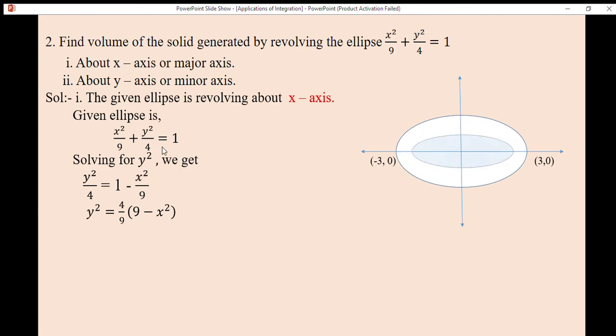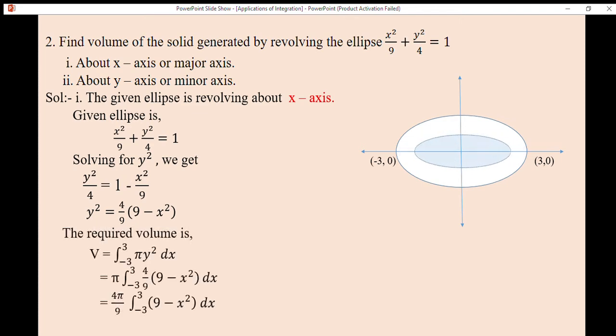We first have to solve the given equation of ellipse for y square. Simplified this way: y square upon 4 is equal to 1 minus x square upon 9. Cross multiply, and the 4 gets cross multiplied with the right hand side. So y square is 4 upon 9 into the bracket 9 minus x square. The cross multiplication is done here. And therefore the required volume, by using the formula, is the integration of pi y square dx from x is equal to a to x is equal to b.